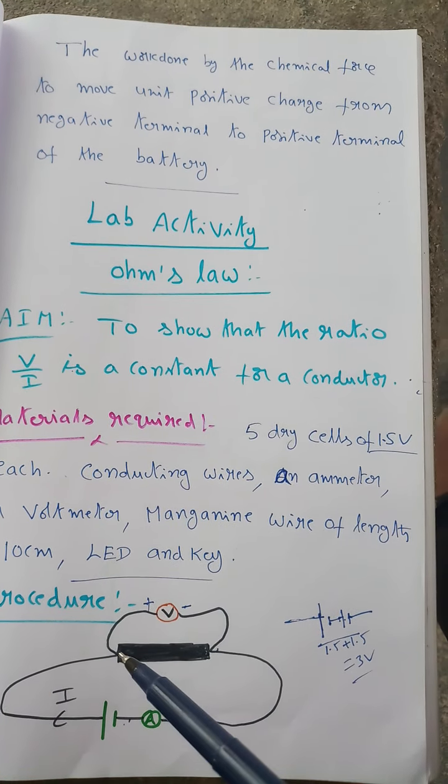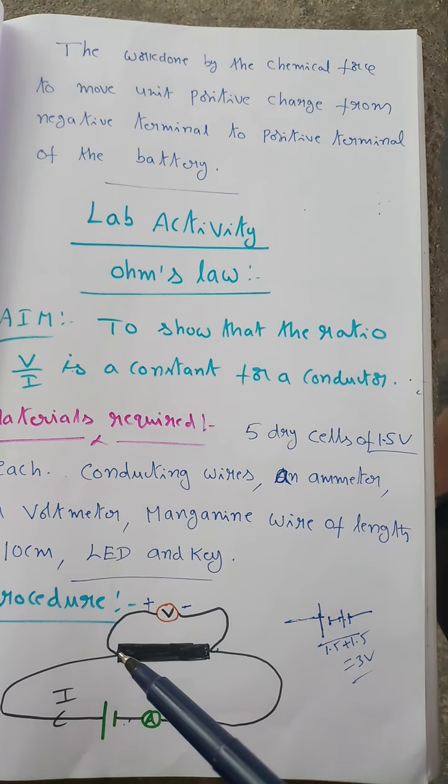Now let's see how we define resistance. The obstruction offered by a material for the flow of electrons through it is called its resistance.